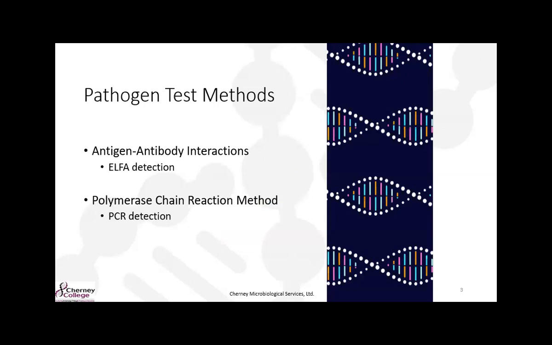So today we're going to be talking pathogen test methods. I'm going to be going over the antigen-antibody interactions, which is alpha detection. Here at Cherney, we use the VIDAS platform, so I'll be covering that one. I'll also be covering the polymerase chain reaction method, also known as PCR detection. And here at Cherney, we use the IQ check prep, so I'll be going over that platform as well.